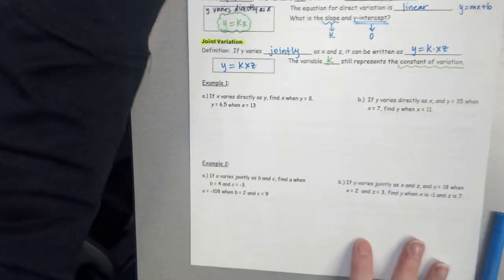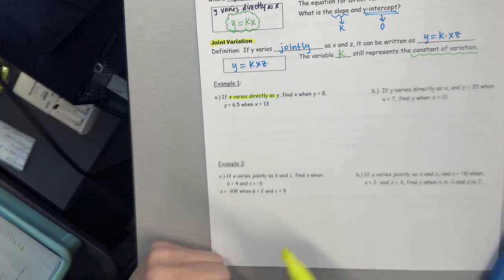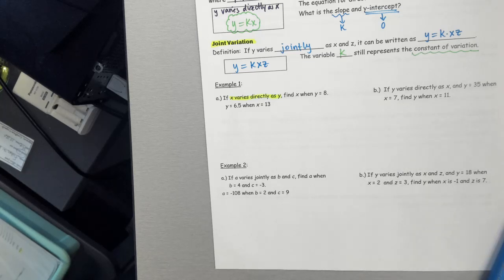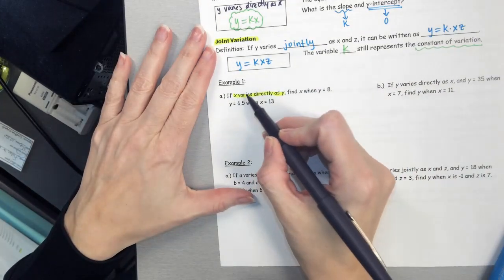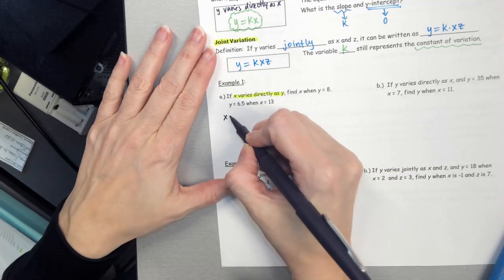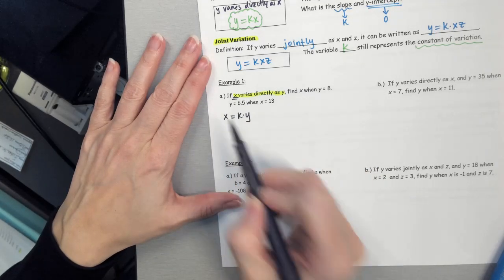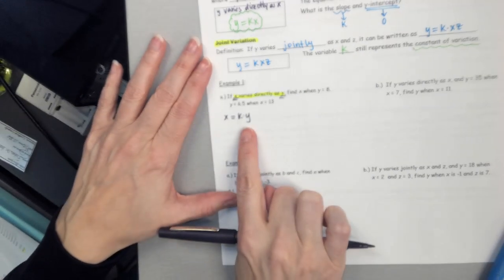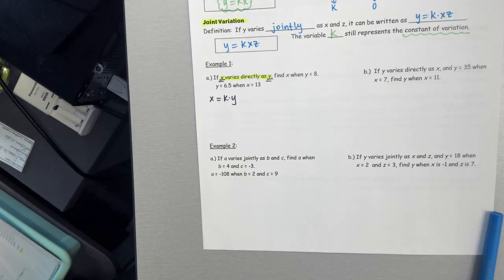Alright, so in example 1, it says if x varies directly as y, find x when y is 8. So the first thing we're going to do is write our variation equation, and we are going to solve for k. If x varies directly as y, we would write x equals k times y. Whatever variable they give you first is going to be here, and then directly as y, the y is going to be multiplied by the k. So it goes in the order that they're given to you.